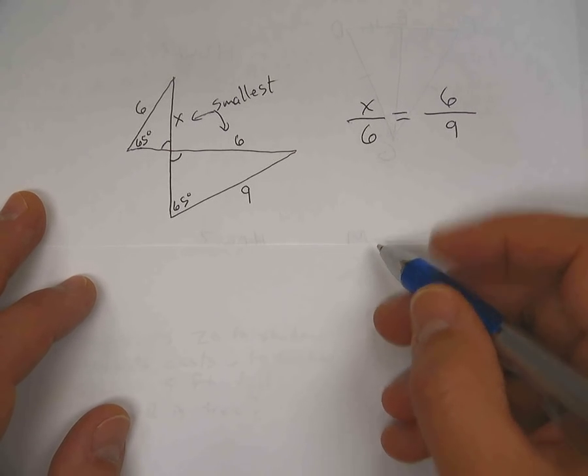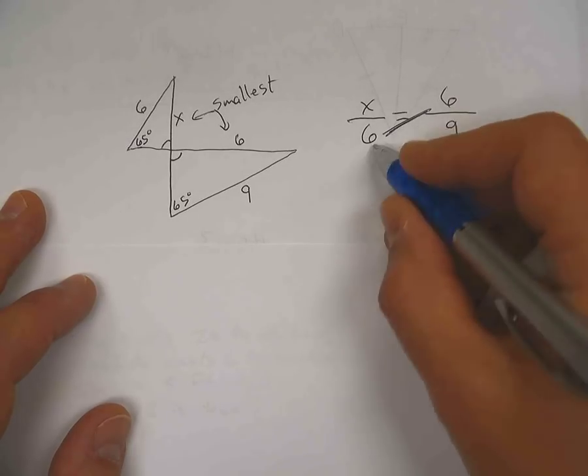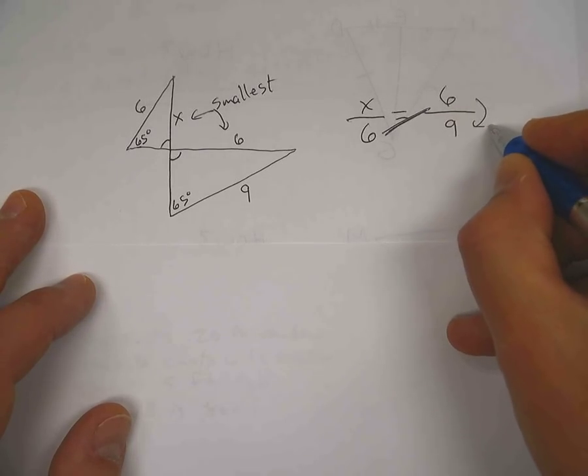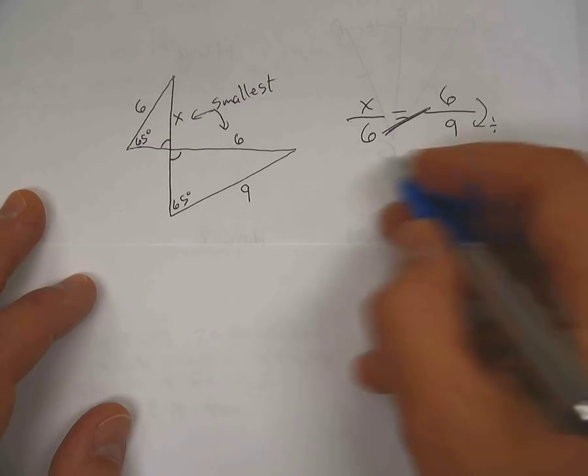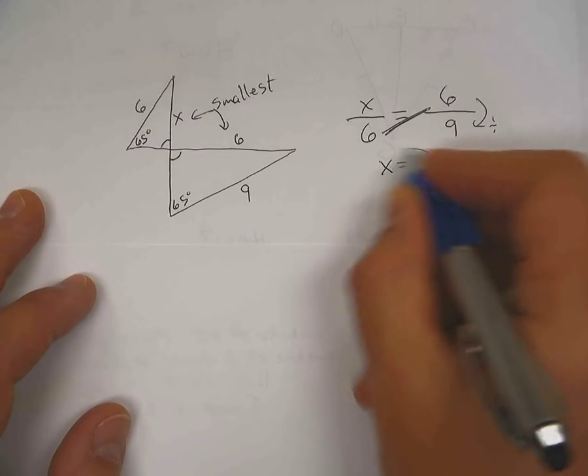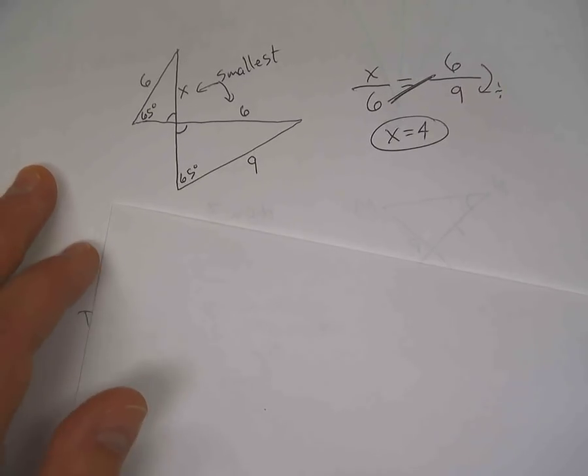And then to solve this, I can cross multiply. 6 times 6 and then divide it by 9. 6 times 6 is 36 divided by 9. X equals 4. All right.